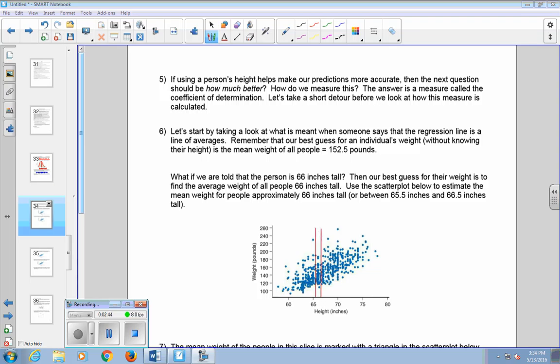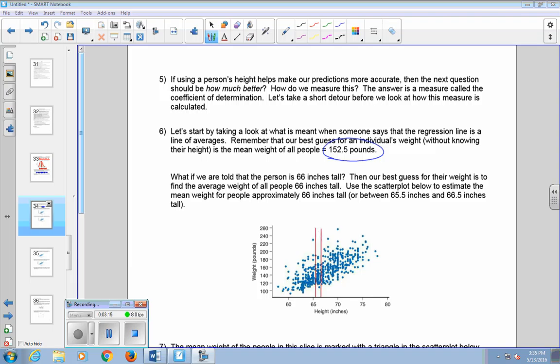The answer is a measure called the coefficient of determination. So let's take a short detour before we look at how this measure is calculated. So number 6, let's start by taking a look at what is meant when someone says that the regression line is a line of averages. Remember that our best guess for an individual's weight, without knowing their height, is the mean weight of all people. So if I didn't know how tall someone was and I had to guess their weight, I would guess that they weighed 152.5 pounds. So what if I'm told that the person is 66 inches tall?